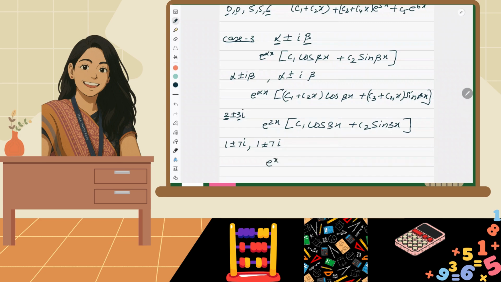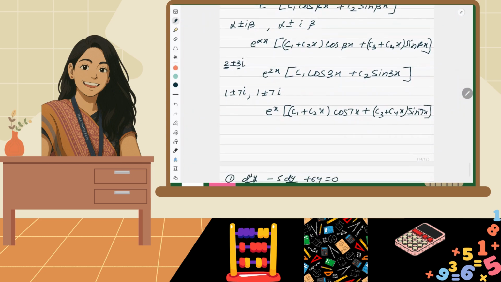e to the power x, in bracket c1 plus c2x, cos 7x plus c3 plus c4x sin 7x. Correct? Now see one more example.